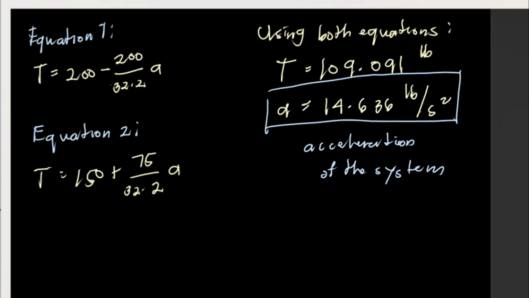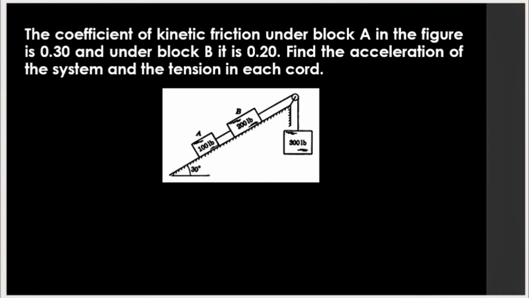Okay? So, for the fourth problem, ito yung ating fourth problem. This fourth problem, I will give it to you as your somehow review problem. You could apply yung concept ng ating kinetics of the body, or kinetics of motion. So kung makikita natin dito, the problem states that the coefficient of kinetic friction under block A in the figure is 0.3 and under block B is 0.2. So in this case, tutulungan ko na kayo.